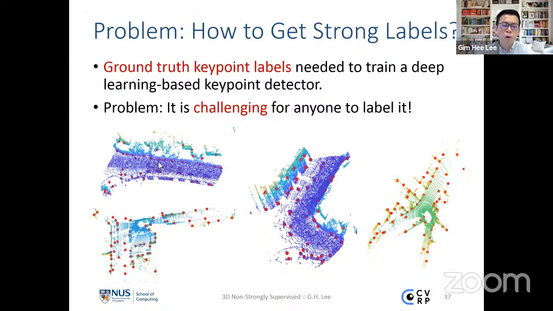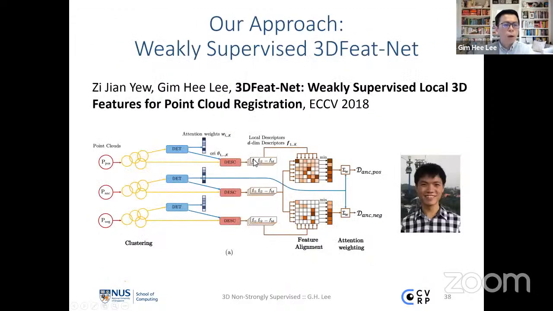Suppose that we are given all these point clouds without the ground truth labels over here. Even for human labelers, how am I going to tell which are the keypoints that are important or salient and remain invariant throughout different viewpoint changes or different scene perturbations, for example? So we mitigate this particular problem by proposing the weakly supervised 3DFeatNet. This was work done by my student, Zijian here, and it was published in ECCV 2018.